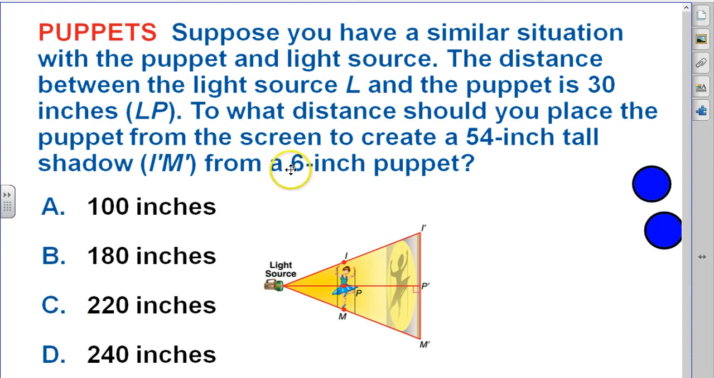All right, this next example is just an application problem. Suppose you have a situation similar to the puppet and light source. This is actually a previous problem the book did. The distance between the light source L and the puppet P is 30 inches. So from here to here it's 30 inches. The question is, you want to make that puppet 54 inches tall. Well, if it's 6 inches tall to begin with, how far away from the screen would you have to place the puppet to make it that big? Okay, so let's look at that problem.